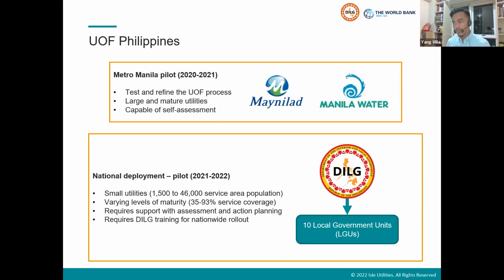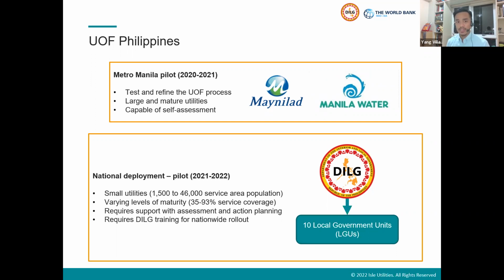In the national deployment, we're also dealing with utilities of varying levels of maturity. And one indicator for that is their service coverage ratios. As you can see, we have a minimum of 35 all the way to 93% service coverage. And the levels of sophistication of their operation and management also differ widely in this cohort of 10 municipalities.